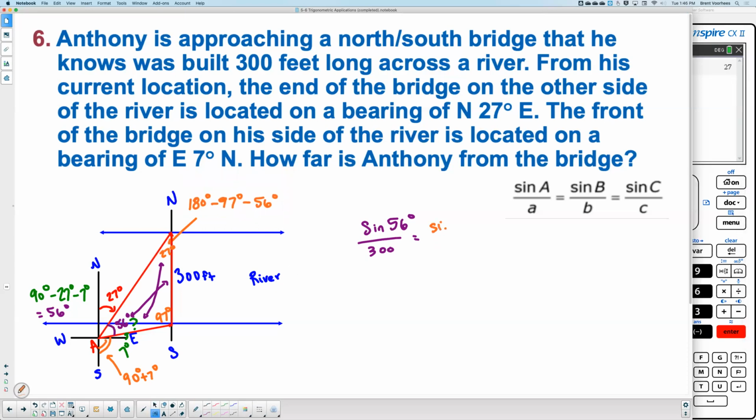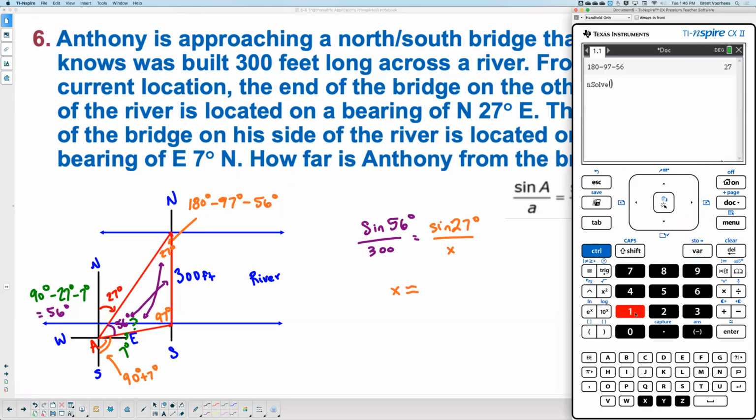And so now I can solve the rest of this. I can say sine of 27 over x. And we'll just solve that to get our value. Or you could cross multiply and divide, but I'll just go ahead and solve this on the calculator. So menu 3, 1. It'll be the sine of 56 degrees over 300. Let me put the degree symbol just to be safe, even though it says degree. That degree symbol is found in the pi button. Equals sine of 27 over our x.